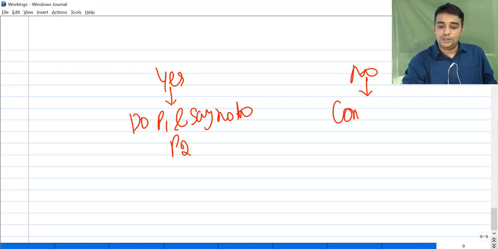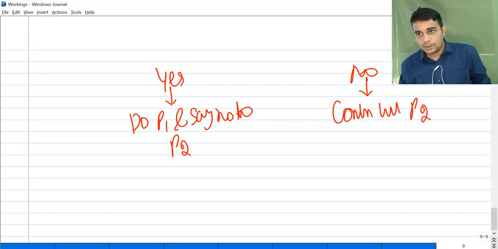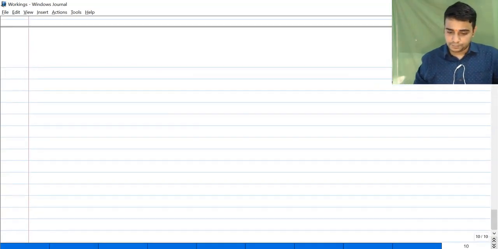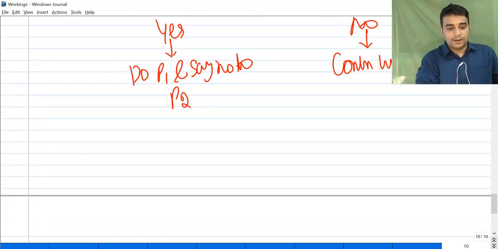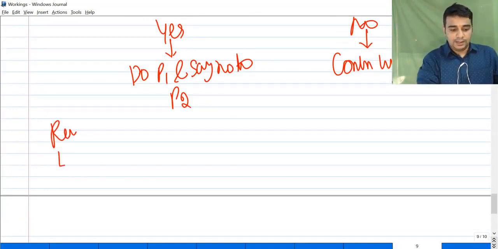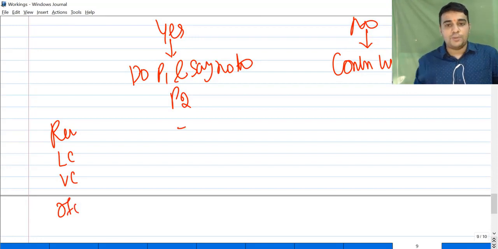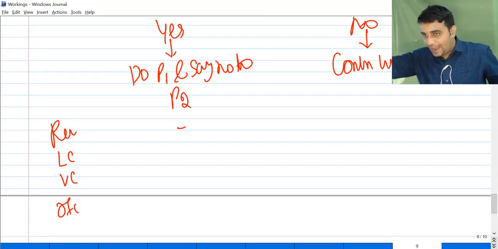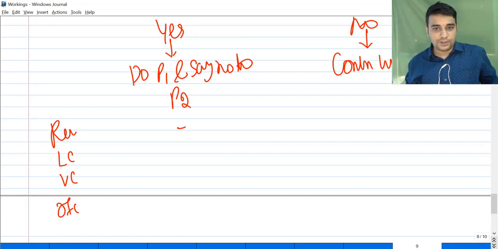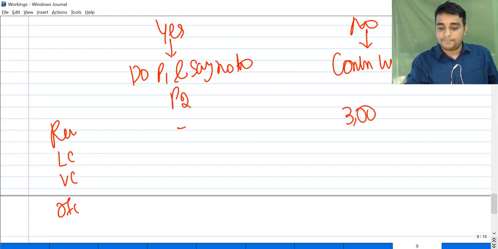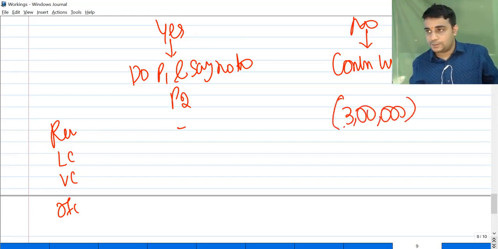Here continue with project 2. Revenue, labor cost, variable cost, other fixed costs. I am not bothered about what revenue project 1 brings, because you will add up everything and then say this much revenue it has to bring. That is the purpose of doing relevant costing. So revenue is nil on this side, and on this side the revenue is 3 lakh. I am writing inflows in bracket. Outflows will be normal and inflows in bracket.